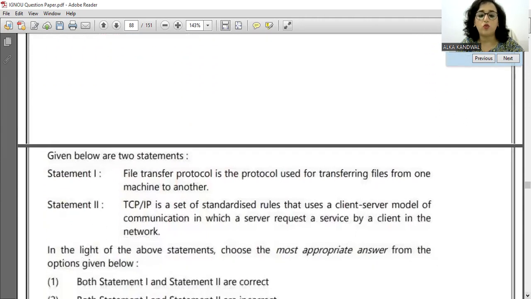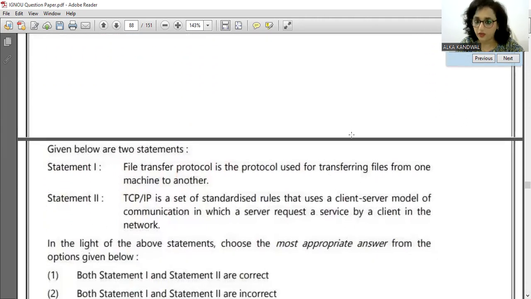File transfer protocol is the protocol used for transferring the files from one machine to another. That is absolutely correct. And TCP/IP is a TCP/IP मतलब transmission control protocol, internet protocol. It is a standardized rule that uses no, it does not use a client server model of communication. TCP/IP, it is a communication protocol. It is a two-tier protocol होता है.